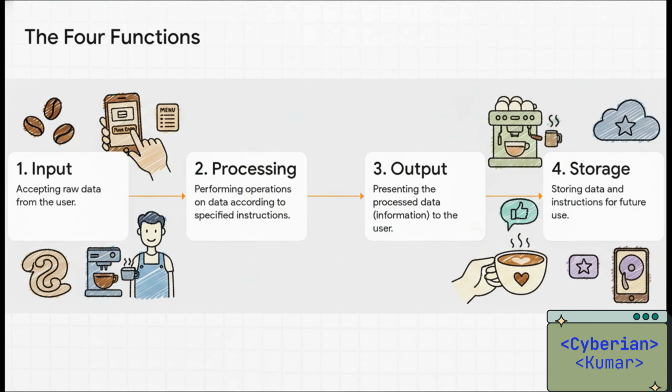Think about ordering a coffee. You tell the barista what you want, that's input. The barista grinds the beans and makes your latte, that's processing. They hand you the finished cup, that's your output. And if you save that order as a favorite in their app for next time, well, that's storage. Input, process, output, store. That's it. That's the core of everything.